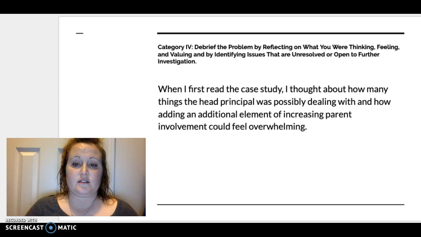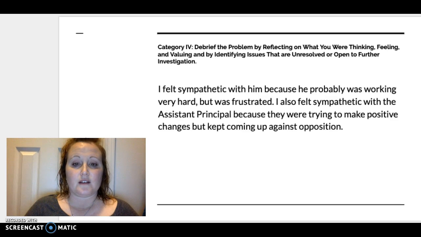So when I first read the case study, I honestly thought about how many things that principal probably was dealing with at that time, and how they were probably thinking that this was just another element that was adding to their workload, and it was probably overwhelming. And I was sympathetic because we all feel that way at some point in time, with one more thing to do for our jobs.